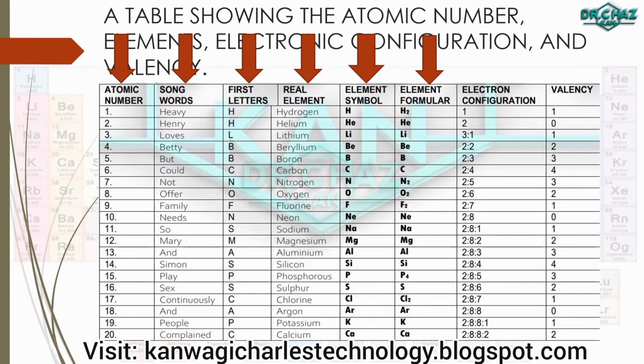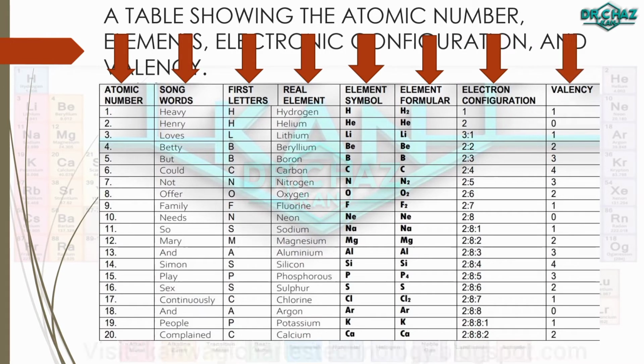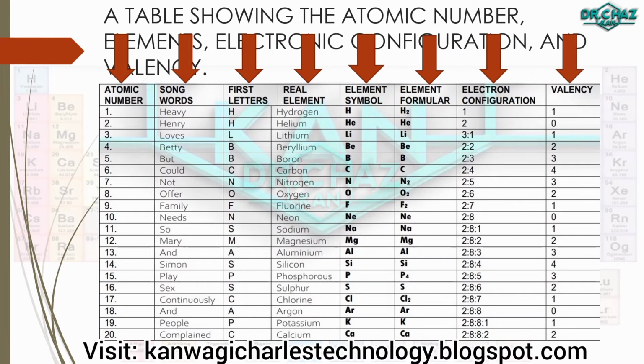But you first look at the formula. First look at the symbol, and then you get to know the formula. Like for oxygen, the symbol is O and the formula is O2. We talk about the electronic configuration. The electronic configuration shows the number of shells which an atom or an element is having. And then after there, we see the valency. Let's talk about them in details.